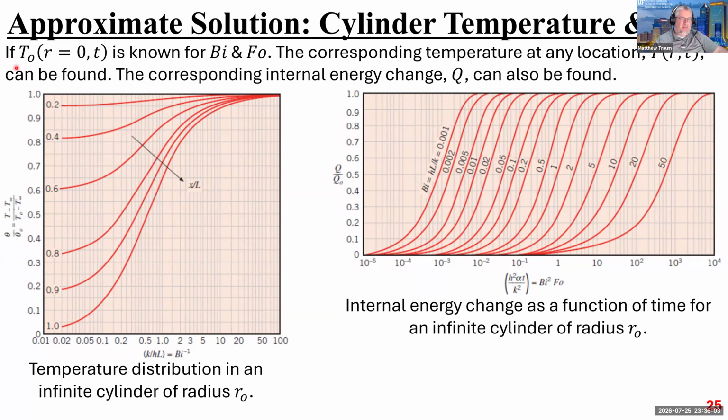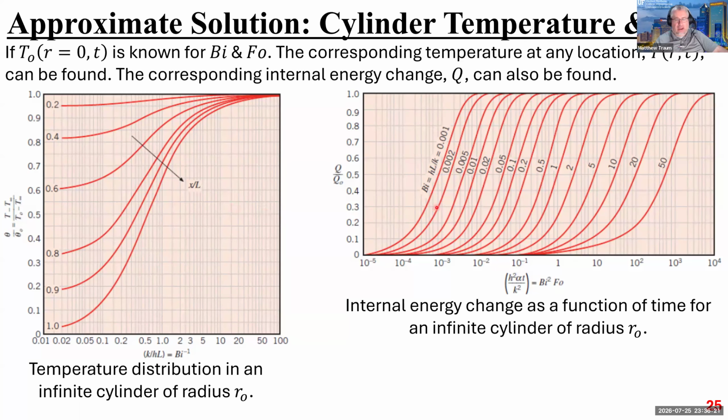So I say if T naught, r equals 0, T is known for the Biot number and Fourier number, which it is from the previous slide. Corresponding temperature at any location in the cylinder can be found. Corresponding internal energy change, Q, can also be found, right? Same idea as before, right?